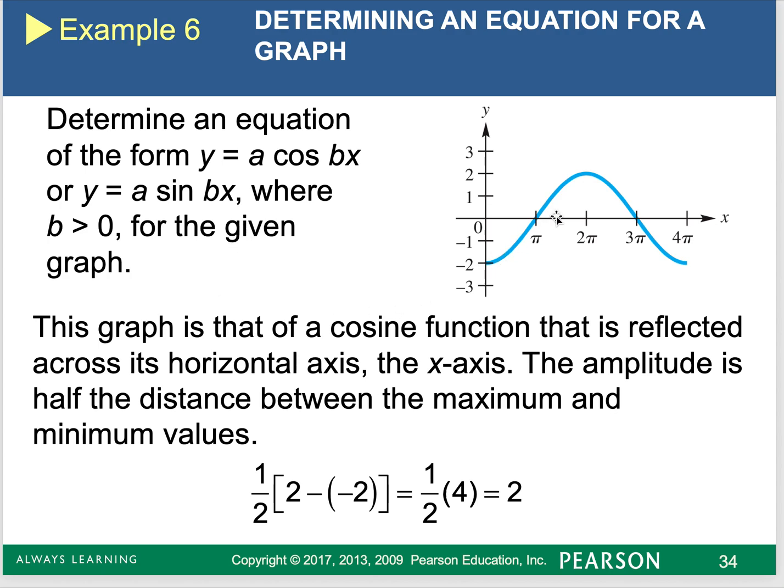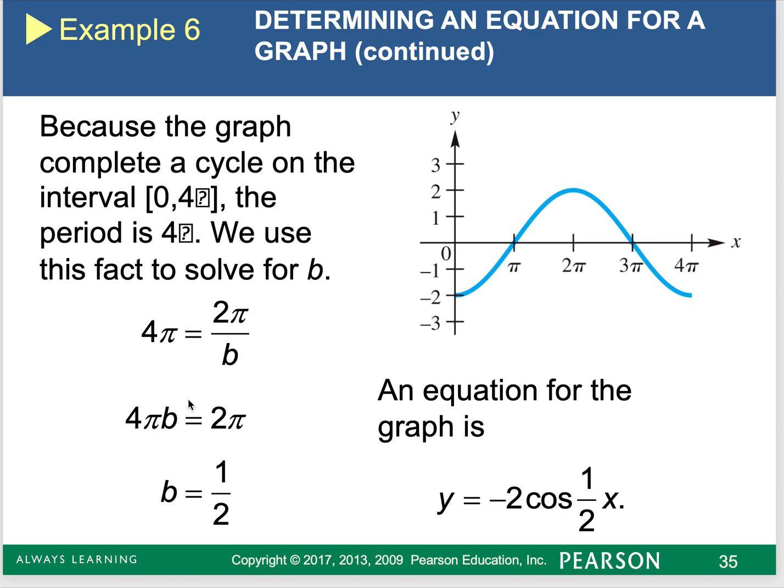Then I'm going to start looking at these coordinates, and my period is 4 pi. So if I know my period is 4 pi, then I'm going to do 4 pi equals 2 pi over b. I'm going to solve for b, and I'm going to get 1/2. Well, now I'm done. I know it was -2, because it goes from -2 to +2, it starts below the axis. And then I know that from my period, meaning it completes a full cycle at 4 pi, I'm going to set up that period equation and solve for it.